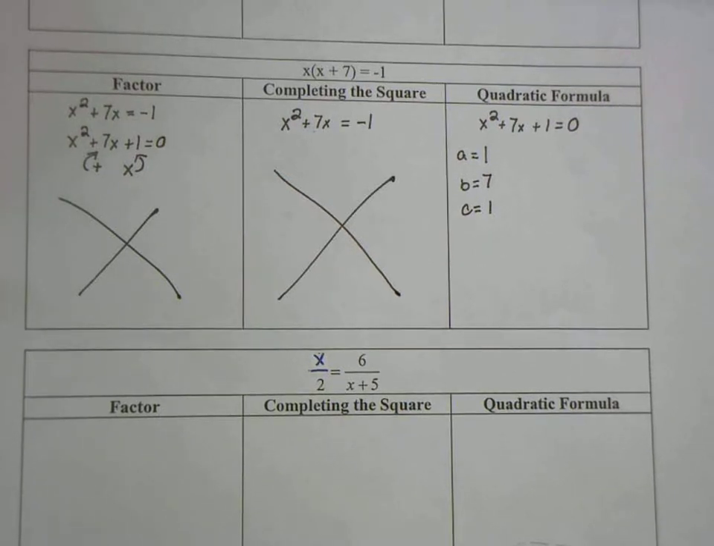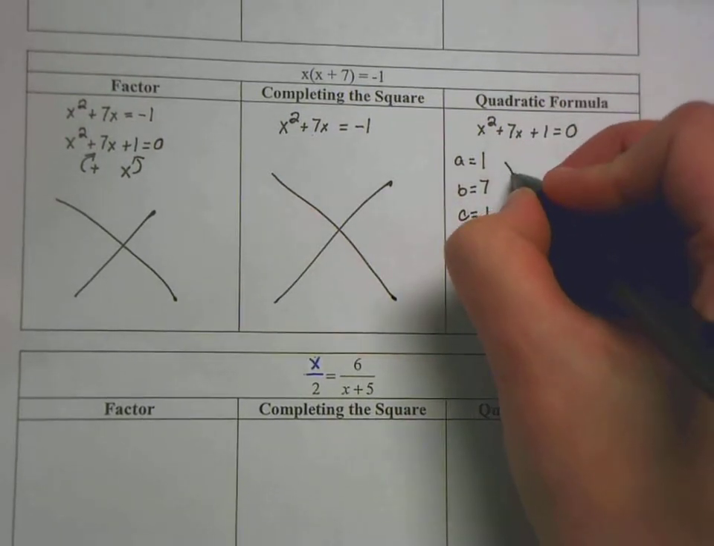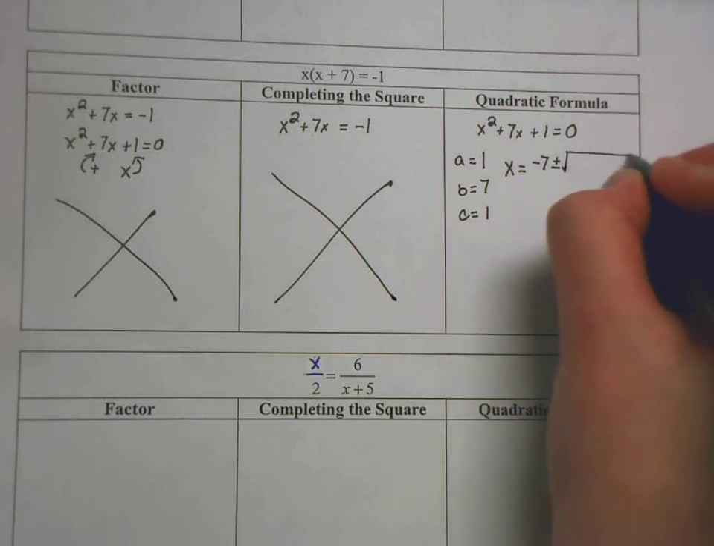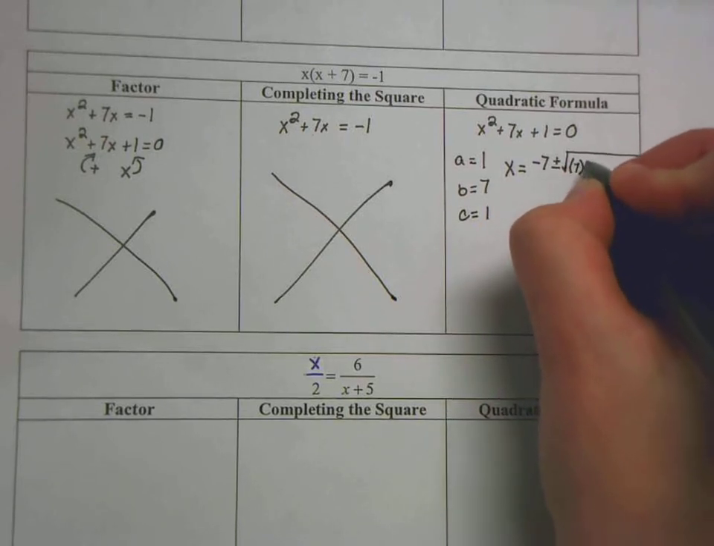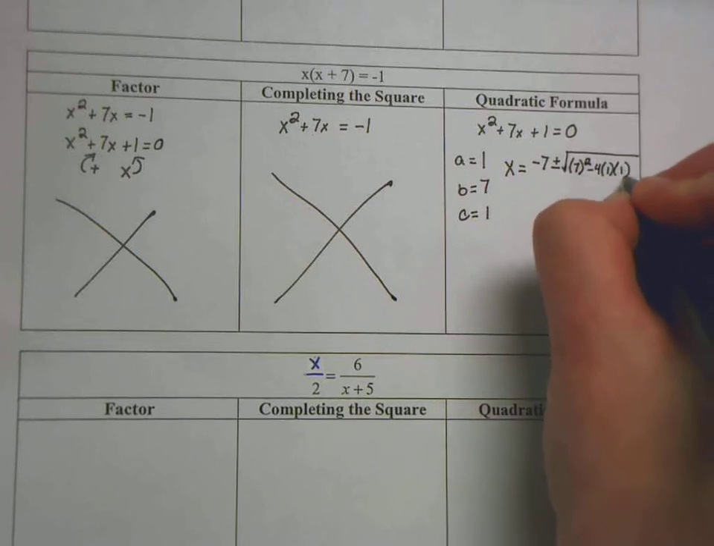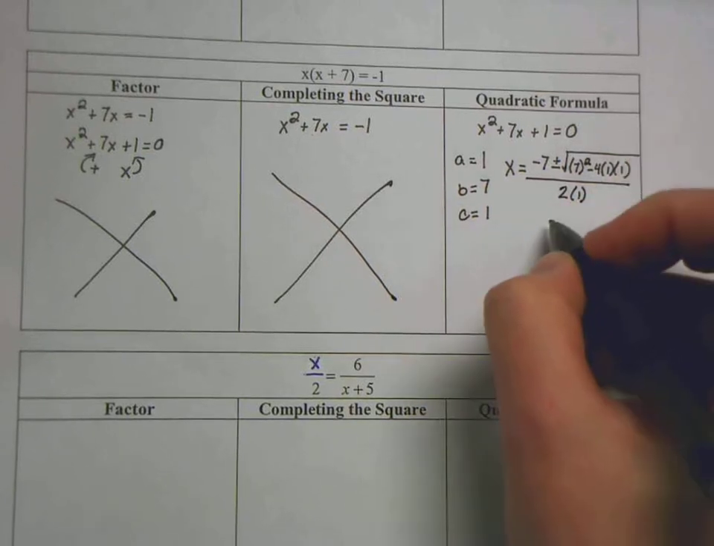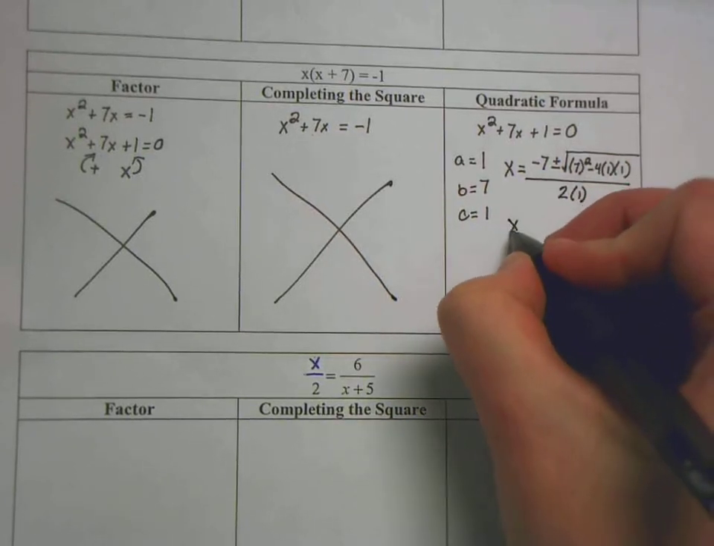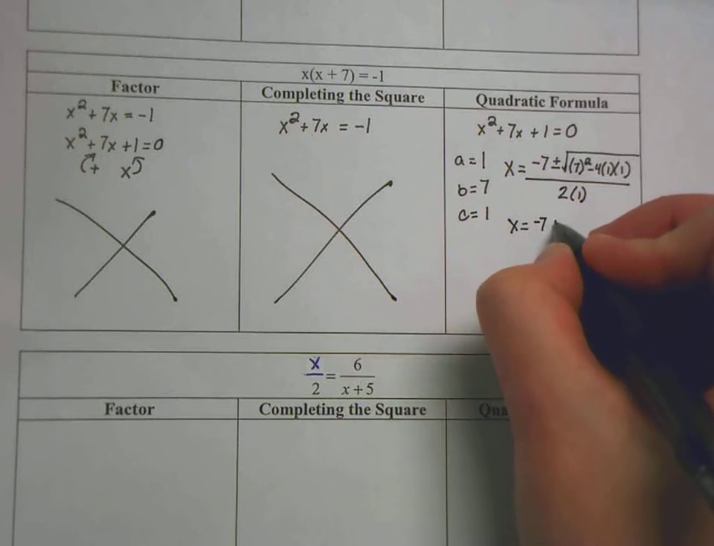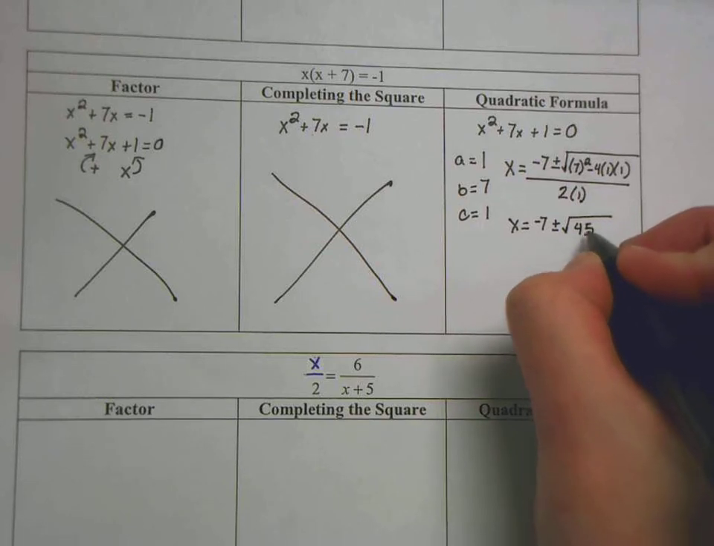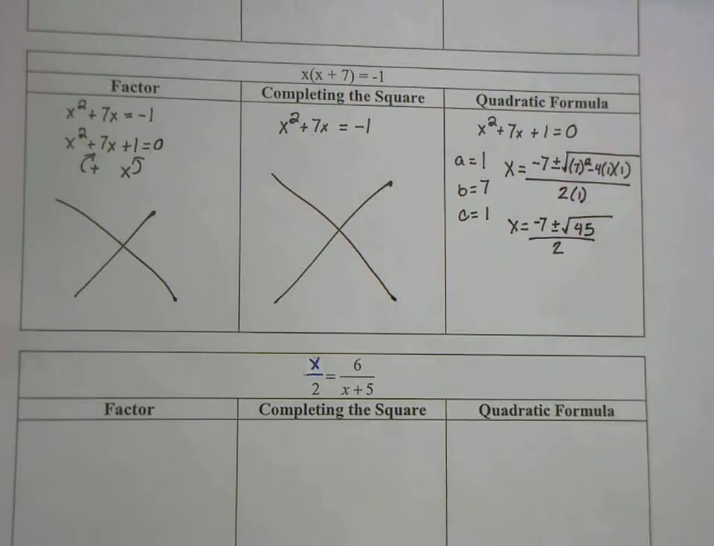So I can plug 1, 7, and 1 into the quadratic formula, which is x equals negative b plus or minus the square root of b squared minus 4 times a times c, all divided by 2 times a. And then you simplify. So you can simplify under the radical in this one, and that would be 45. You can simplify the denominator and get 2.